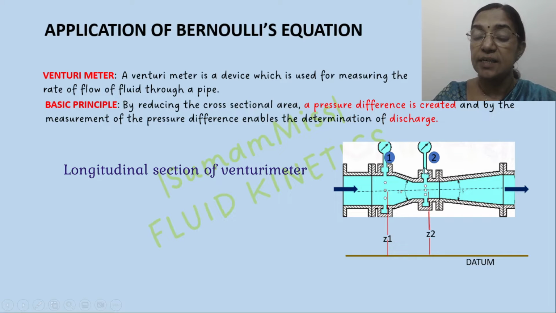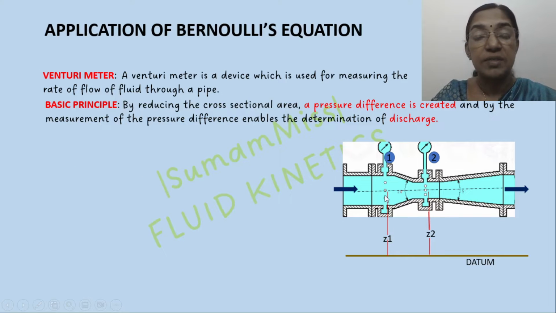Because of the reduction in the flow area, there is a change in pressure between the convergent cone and the throat. This pressure difference we have to measure. We utilize this pressure-velocity relationship along with the continuity equation. Then we can develop an equation for the computation of discharge. Now let us apply Bernoulli's equation at sections 1 and 2.